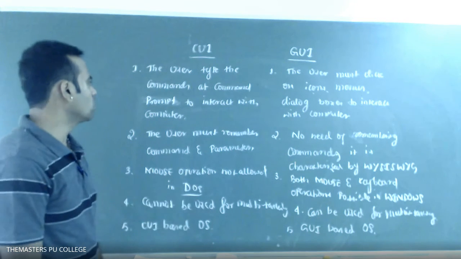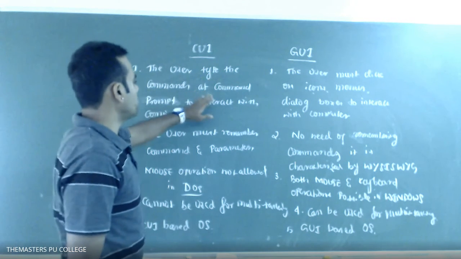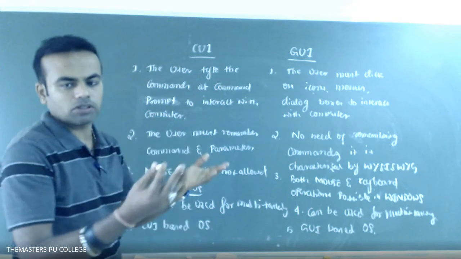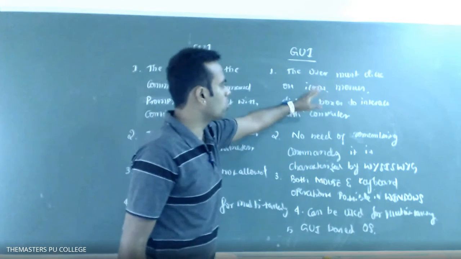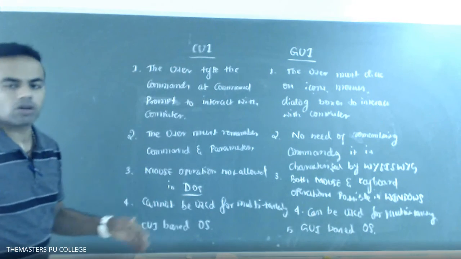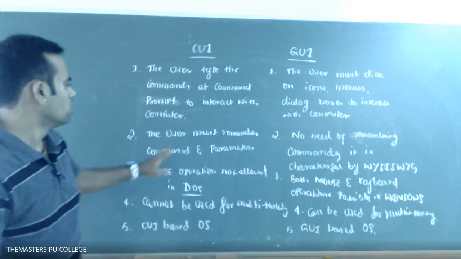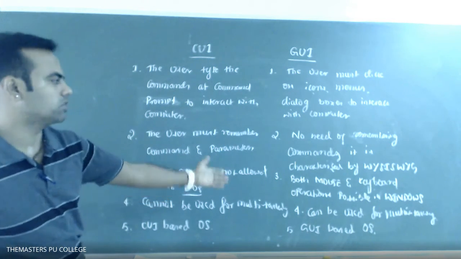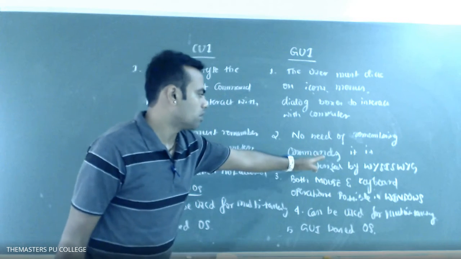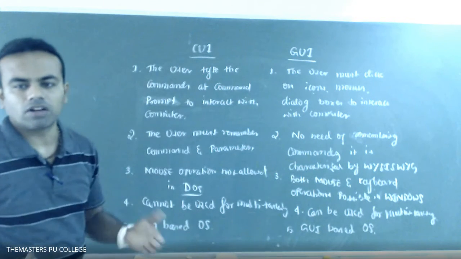Right? So it's done. So the user can type the commands at the command prompt to interact with the computer, so we need to remember this command prompt again. The user must click on the icons, menus, dialog boxes. What you see is what you get. The user must remember these commands and their parameters here; here there is no need of remembering commands. So it is characterized by what you see is what you get.